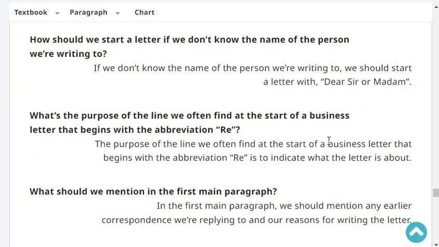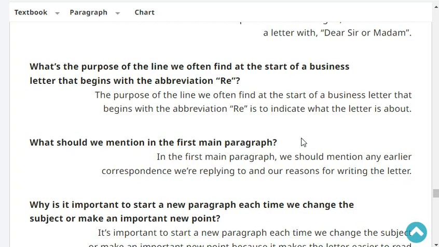How should we start a letter if we don't know the name of the person we're writing to? If we don't know the name of the person we are writing to, we should start the letter with Dear Sir or Madam.